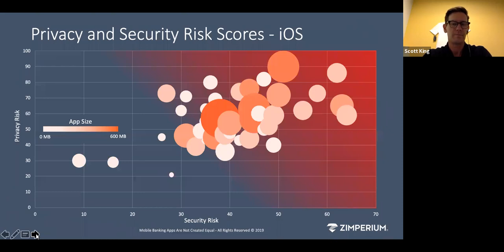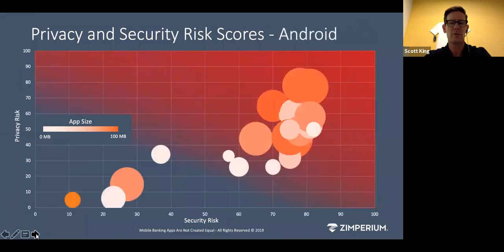So we rank them. And so if you want to take a look at where you rank on this bubble chart, I have my email address and you can contact us at the end of the webinar and we'll let you know which dot you are, and then we'll provide you the report that I'll go over a little bit later. So this is iOS.